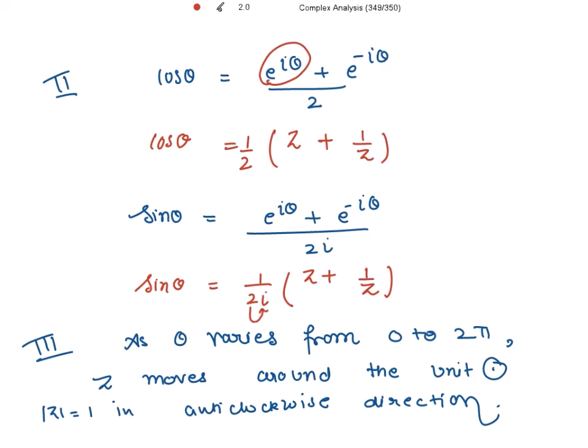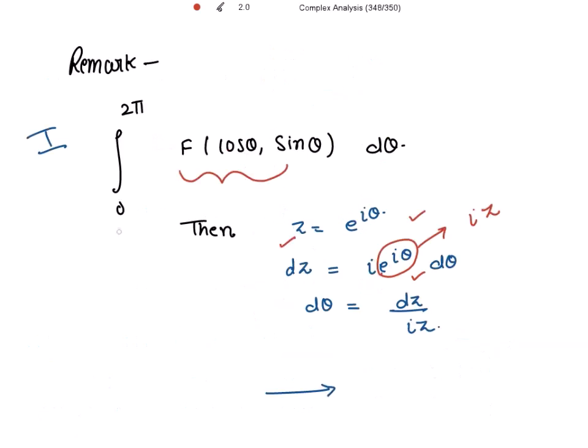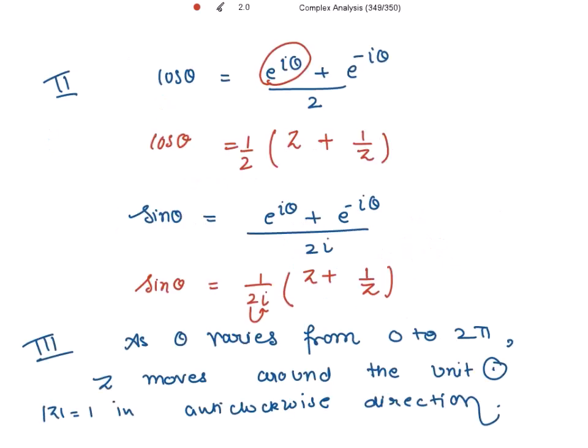Then third, as theta varies from 0 to 2 pi, here the theta is varying from 0 to 2 pi, which means z moves around the unit circle mod z equal to 1 in anti-clockwise direction. We take the circle to be the unit circle, right, for this. Now let's start with the solution.